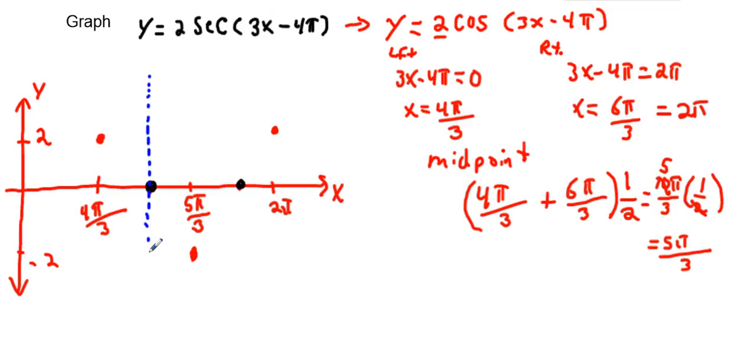And anytime we have undefined, that is an asymptote. The graph doesn't exist here. So I'm going to go ahead and draw in our asymptotes. Okay, now our max and min points, these are actually vertices to our secant graph.